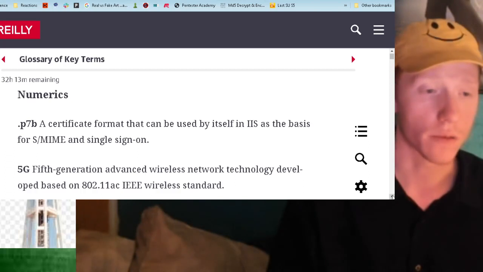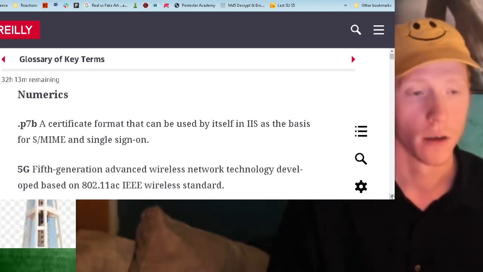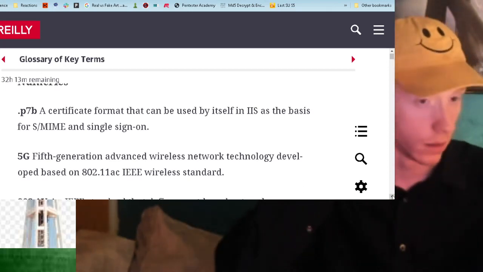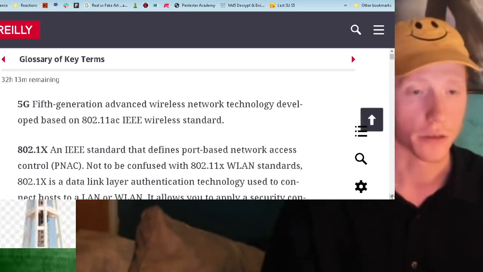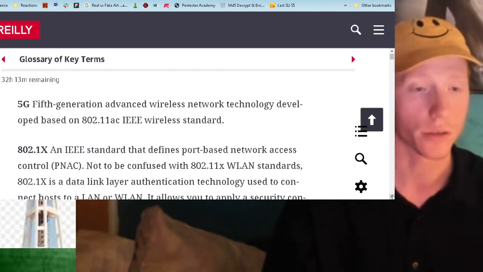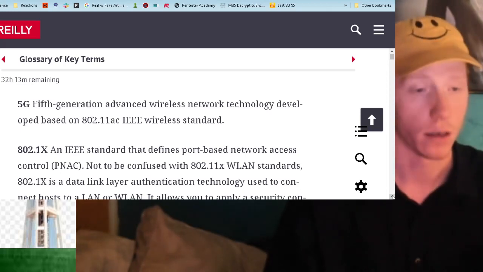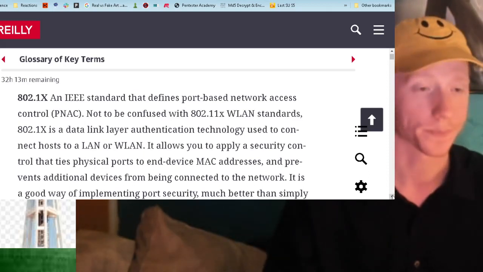A .p7b is a certificate format that can be used by itself in IIS as the basis for S/MIME, which is messaging, some sort of email, and single sign-on. 5G is fifth generation advanced wireless network technology developed based on the 802.11ac IEEE wireless standard. We already know what 5G is, most of us here in 2022.